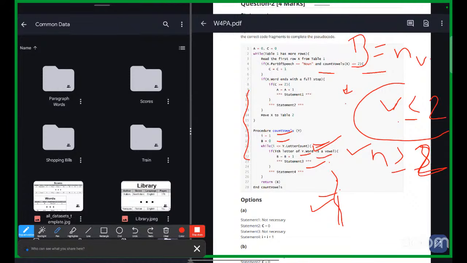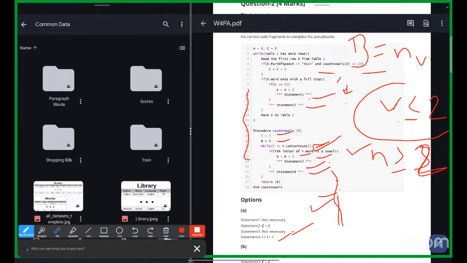And in statement 4, then we have to increment I because we have to check the next letter of the word. So we need to increment I. If we don't do that, then we will just keep iterating on the first letter of the word. So we need to increment I. So statement 4 will necessarily be this one. And in statement 3, we don't need anything. Now we will check these two, statement 1 and statement 2, what we will have there.